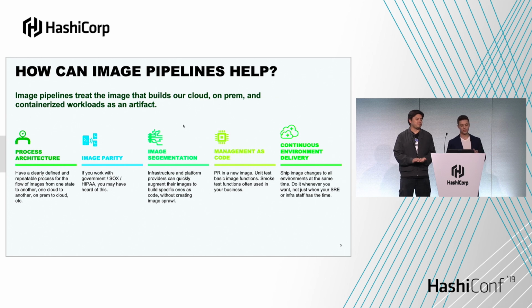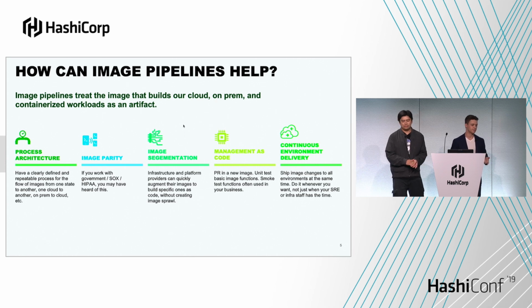Well, we think that an image pipeline fundamentally treats images as an artifact, just a simple output of a pipeline or part of the process. We have a process architecture where you've got a clearly defined and repeatable flow of images moving through this pipeline. You can clearly add and change capabilities, alter your pipeline to add different security or application parts into it.